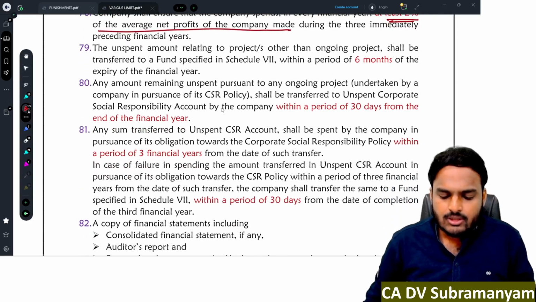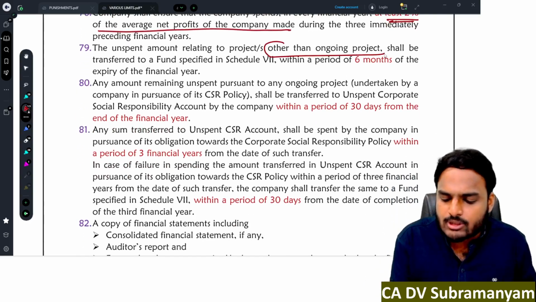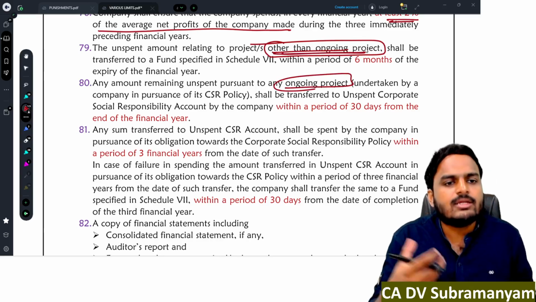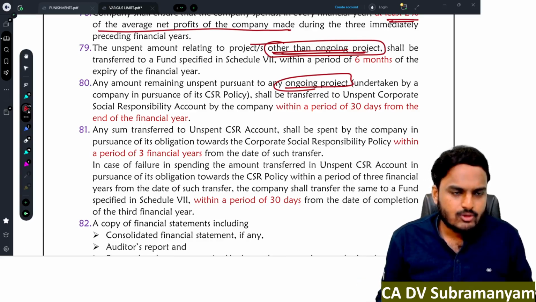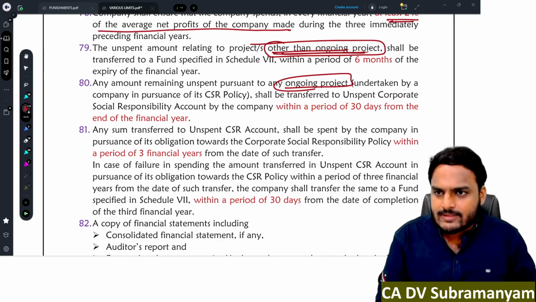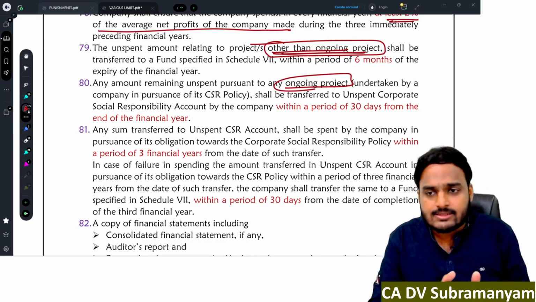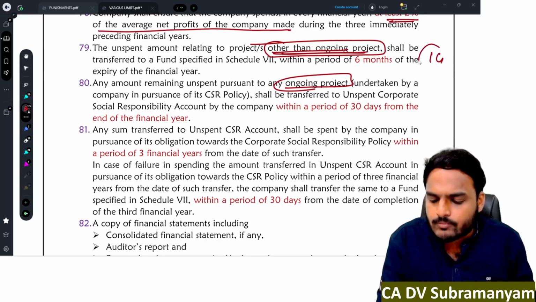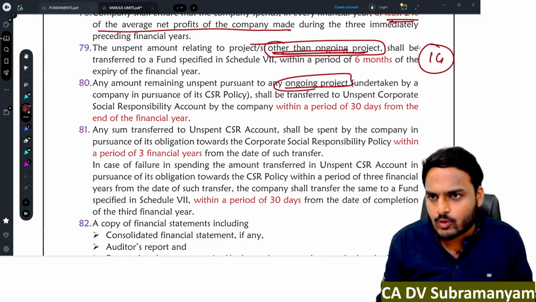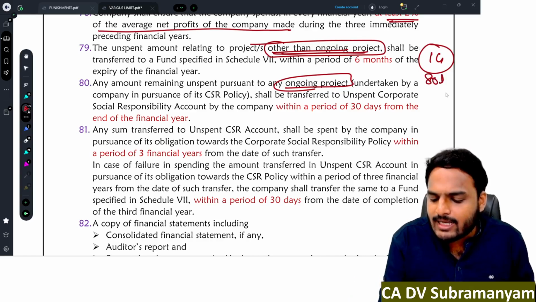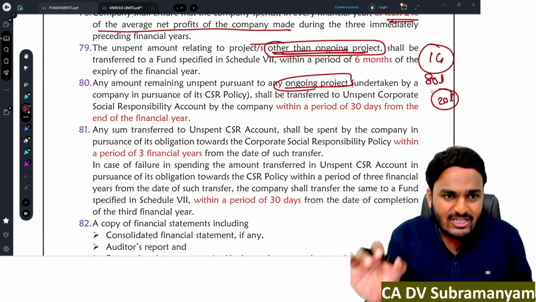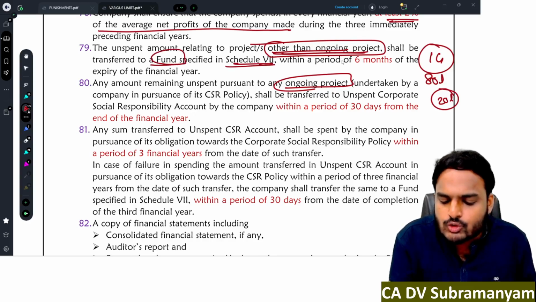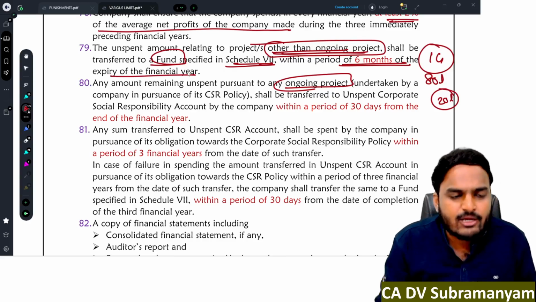Next one, CSR projects are of two types. One is an ongoing project and the other is other than ongoing project. You selected other than ongoing project, and the amount you are required to spend on CSR is, for example, 1 crore. Out of 1 crore, you spent 80 lakhs and 20 lakhs remain unspent. Now, the 20 lakh rupees, you need to transfer to a fund specified in Schedule 7 within a period of 6 months of expiry of the financial year.